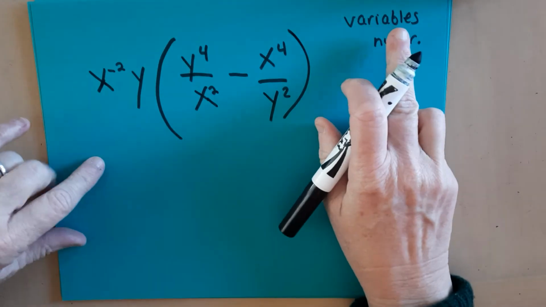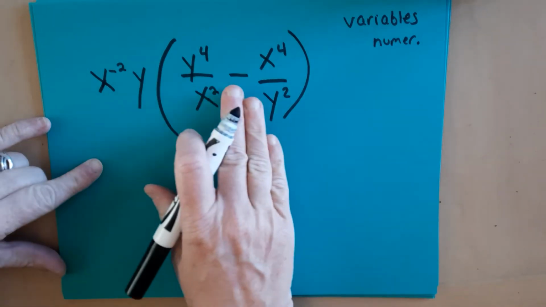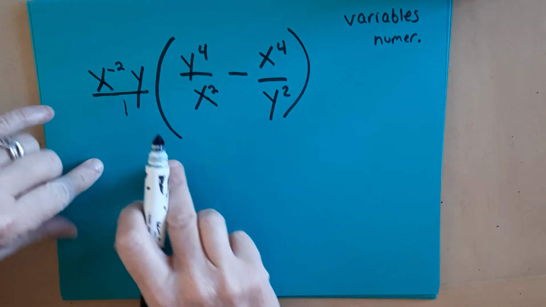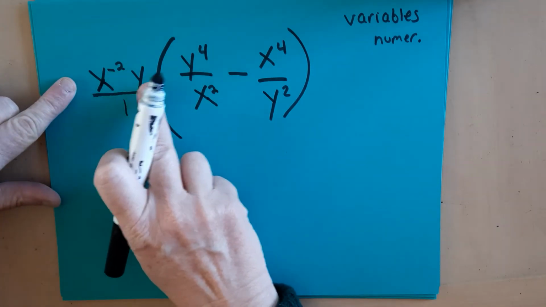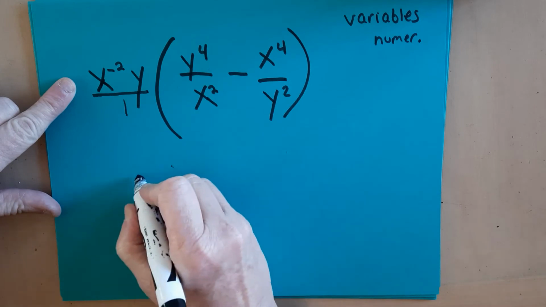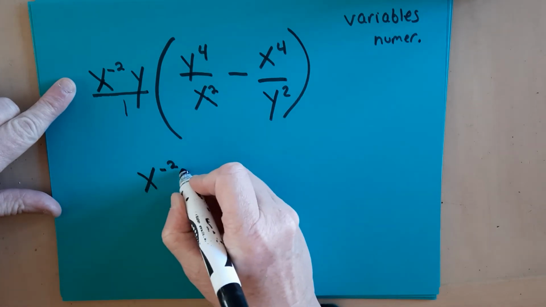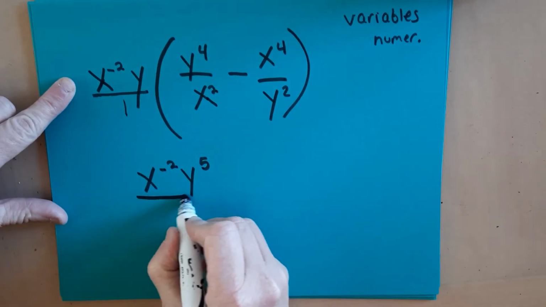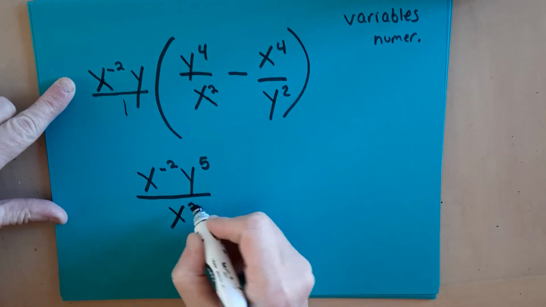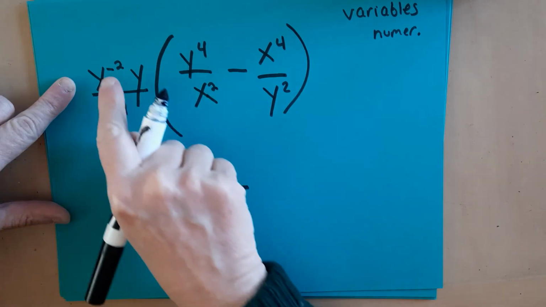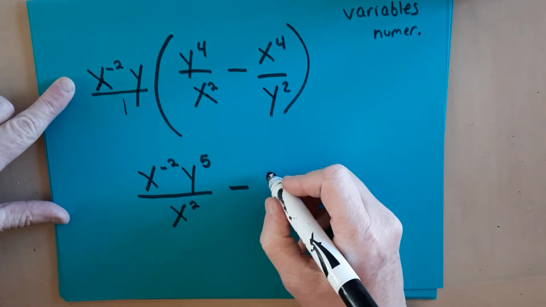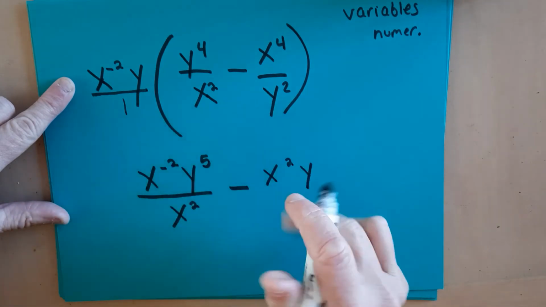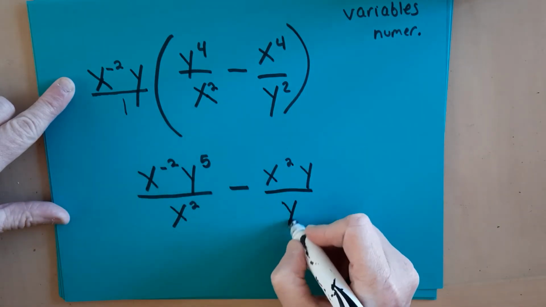And we're going to write the answers with the variables in the numerator. First, let's just go ahead and distribute it. Keep in mind that this is as if it's over 1. So we have x to the negative 2 times y to the 4th, which gives us x to the negative 2 y to the 5th. 1 times x squared on the denominator gives us x squared. We're going to subtract. We multiply these two numerators together, and we will get x squared y. Multiply the denominators together, and we get y squared.